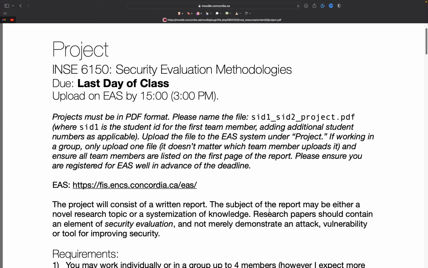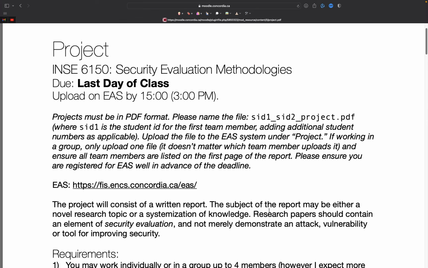If you do not have one, you can go to the AITS service desk. There's one on the seventh floor of the EV building, and there's one here in the Hall building somewhere. I forget what floor it's on, but you can just go and show your student ID and they'll give you the username and password. So try and check it before the first assignment's due. By the time the project comes around, you'll have used it twice already. It's just an upload system. And then you'll get your marks back through EAS as well for your two assignments.